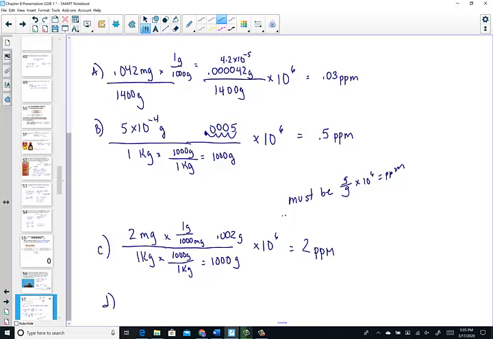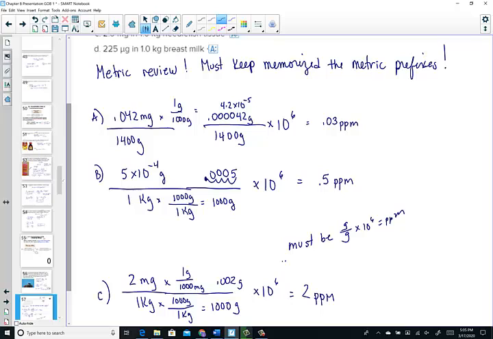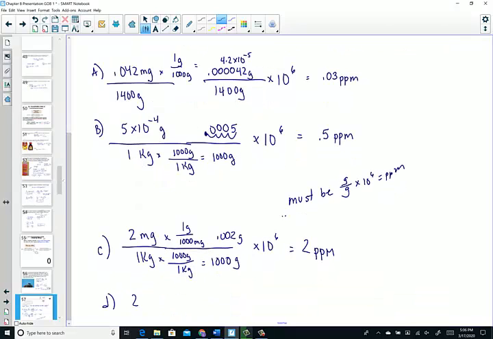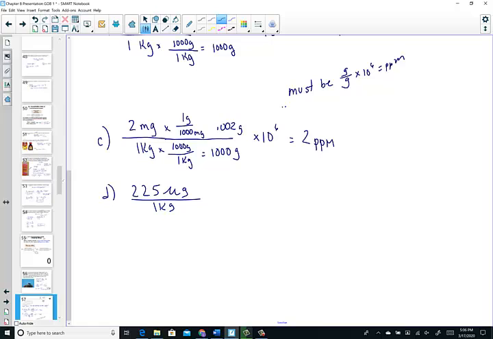There was one more, a letter D. What did it say? 225 micrograms. That's that little squiggly U. It's a micro. 225 micrograms in a kilogram of tissue. Now just to remember, 10 to the negative 6 is a micro. And that's the unit there that is representing that squiggly U.